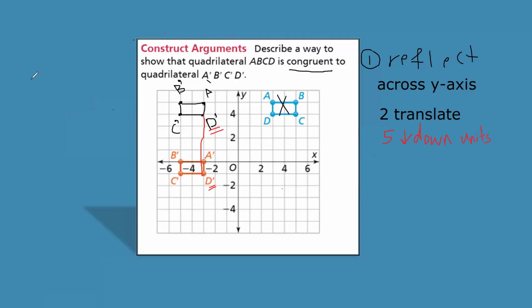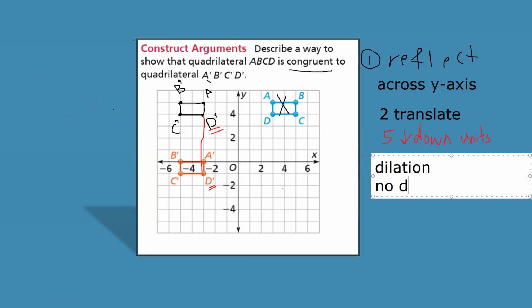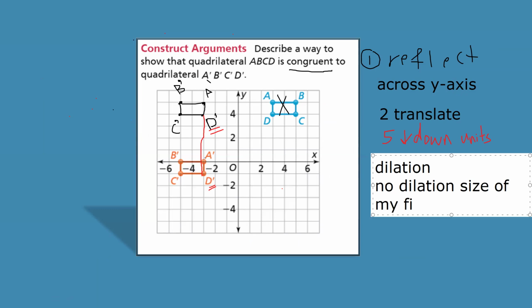Number 3, dilation. Is there any dilation here? Does the size of the shape change? Here length 2 units, length 2 units. Width 1 unit, 1 unit. So does my shape become bigger or smaller? No. So there is no dilation. The size of my figure does not change.